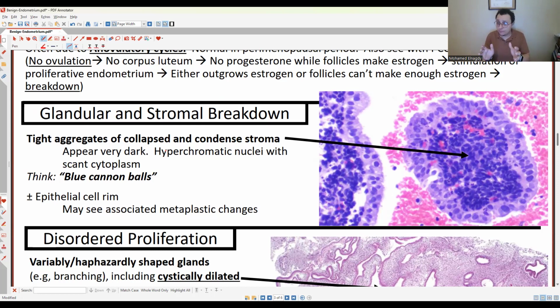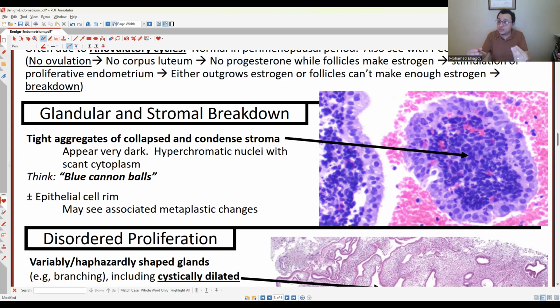And if the corpus luteum didn't form, this means there is no progesterone. It would be only estrogen driving the whole cycle. That's what we call unopposed estrogen effect. Okay? And the estrogen keeps making the cells proliferate until the blood supply is not enough.